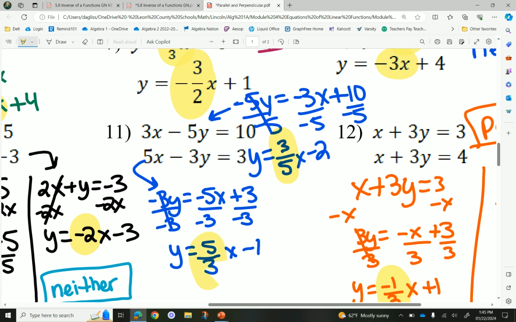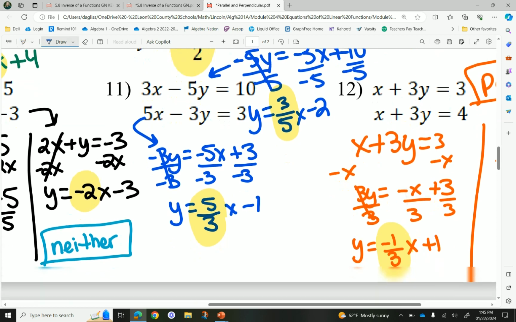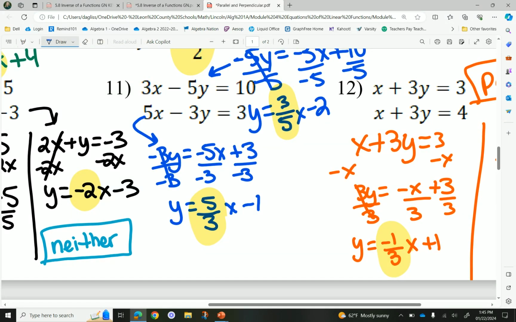So I went from 3/5 to 5/3. So what kind of lines are these? Neither again. Because they're both still positive, right? So the fraction did flip, which is kind of a little sneaky. The fraction flipped, but they both stayed positive. So this one is neither again.